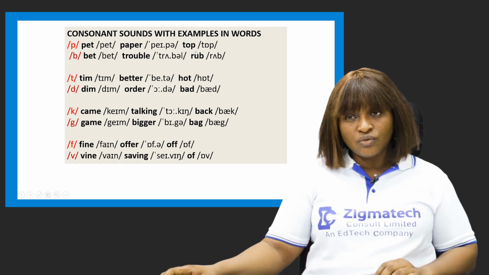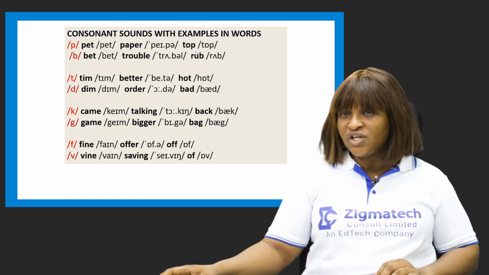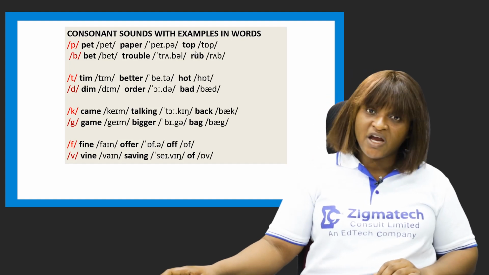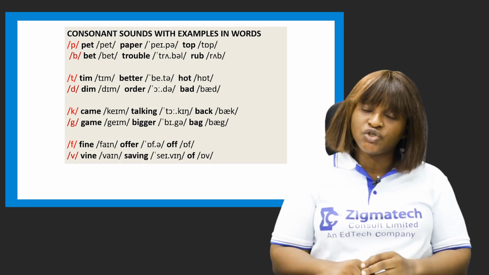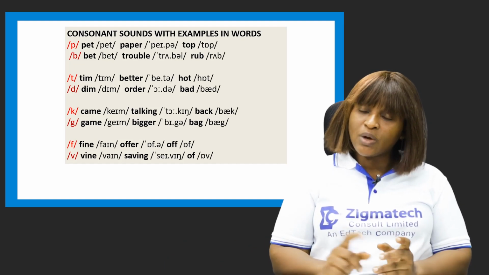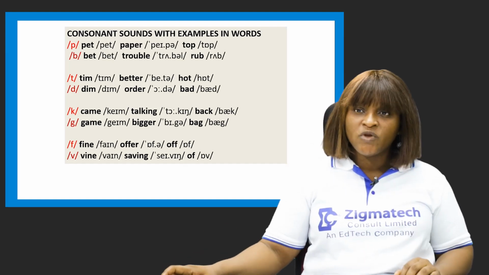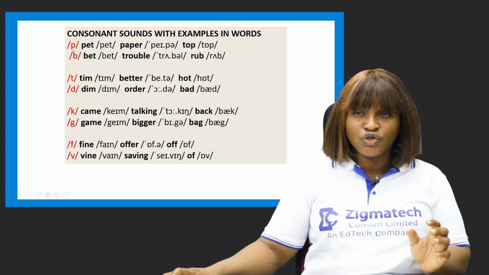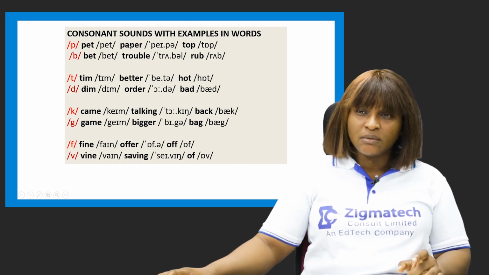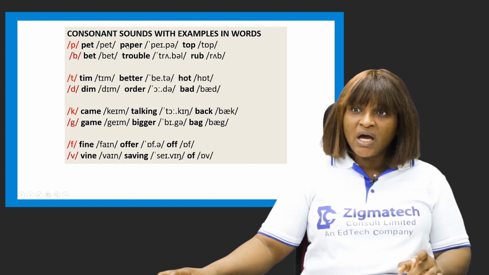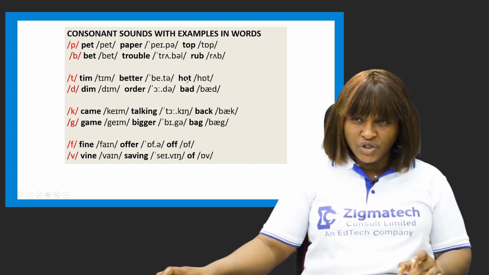Now, one thing I also want to state is this: basically, all the sounds appear at the initial stage, the middle stage, and the final stage of words. It's possible to see a particular sound appear in the initial stage, and you see that sound also appear at the middle stage and at the final stage. That's what we've been able to do here. We need you to understand that the P sound can start off a word, the P sound can be seen at the middle of a word, and it as well can be seen at the last stage of a word.